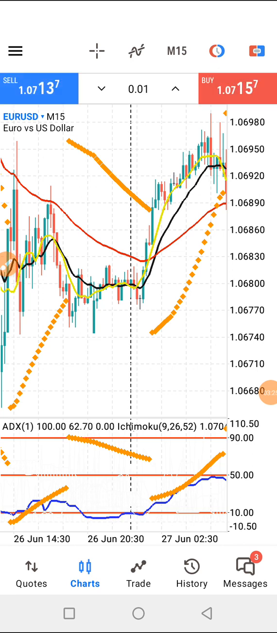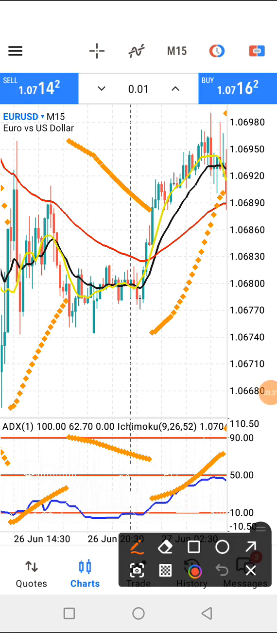Now, the first condition for a buy setup. What are the conditions for a buy setup? Now, before you take any buy setup, here are the conditions. First thing, we need to look at the main chart. This red line is a moving average 50, while this yellow and black line are two different moving averages, 13 and 9 respectively.